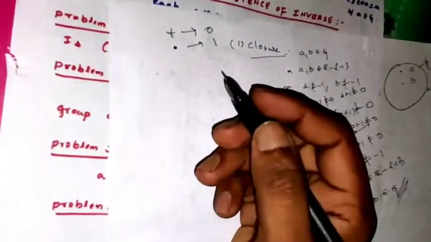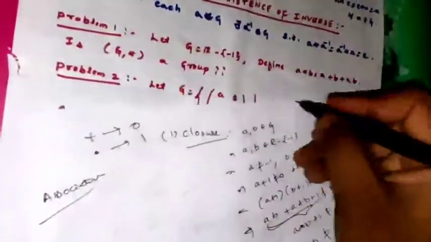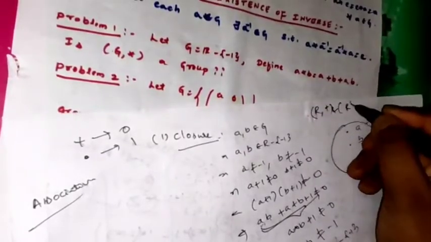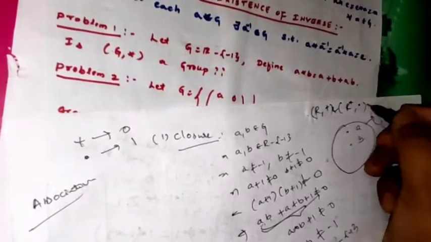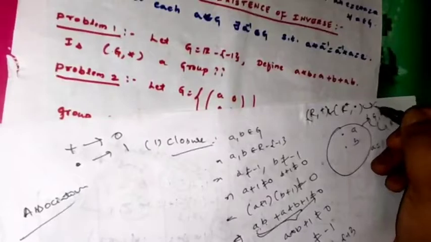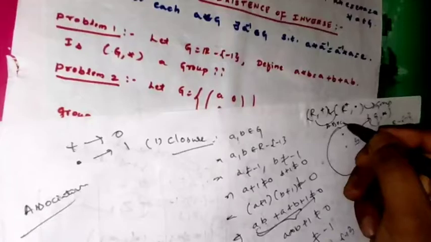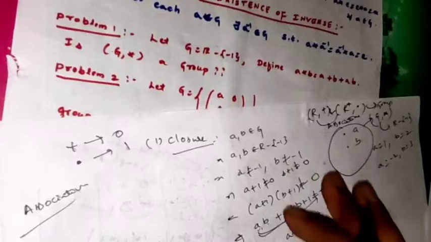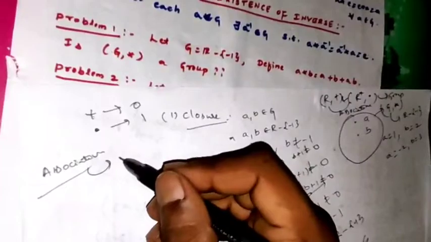And what is the second property? Associative property. This is the R. We know that (R, +) and (R except 0, ·) satisfy all the conditions and form a group. We know that. That means these two satisfy the associative property also. We know that. Okay, that means here, except minus 1, this satisfies the associative property also.